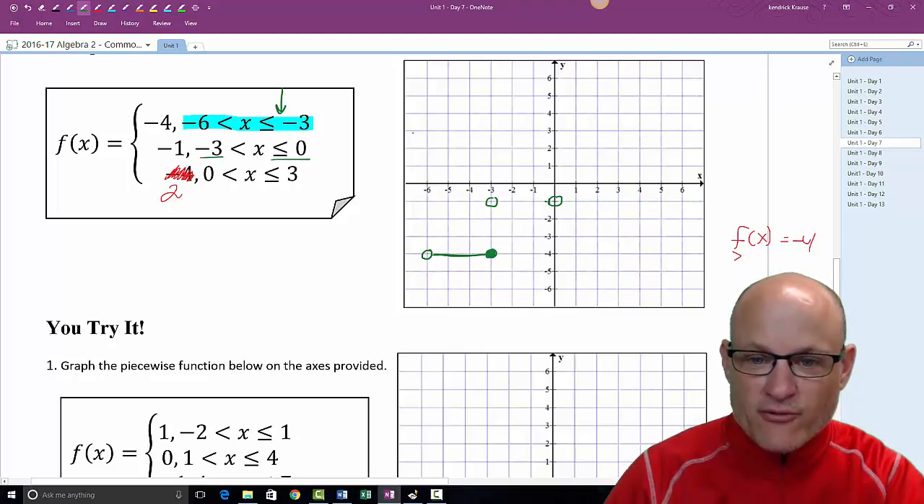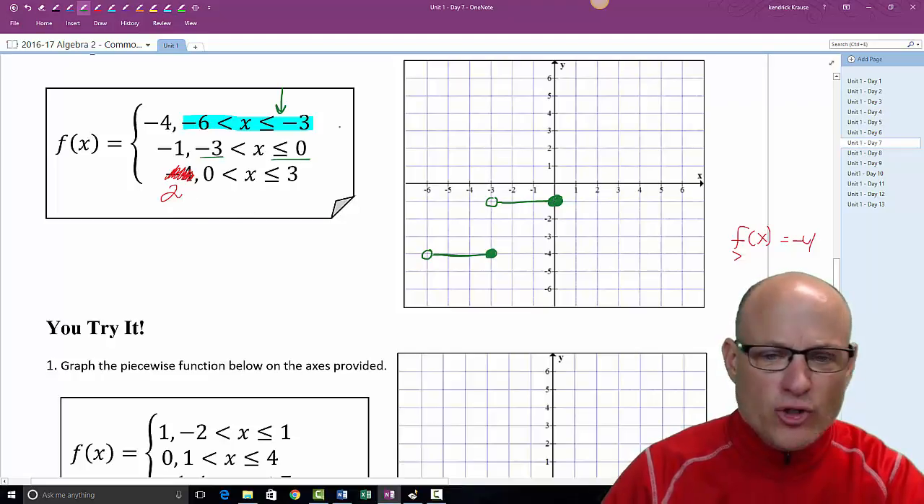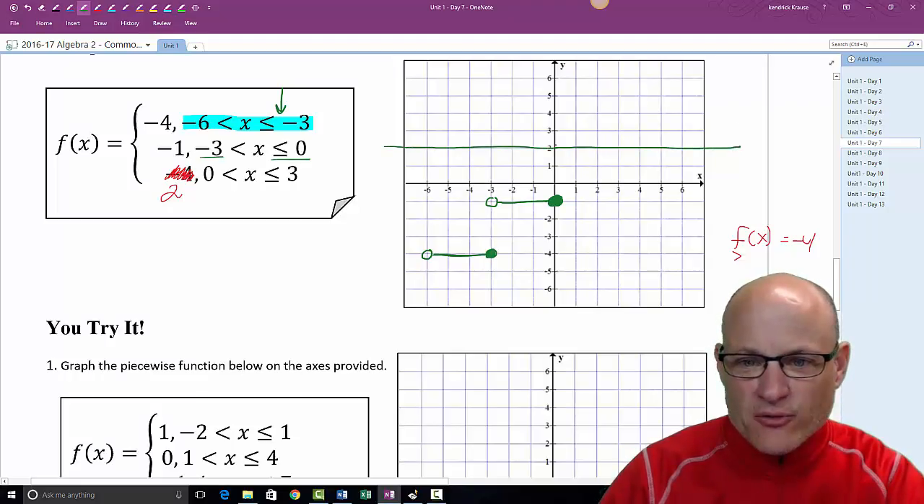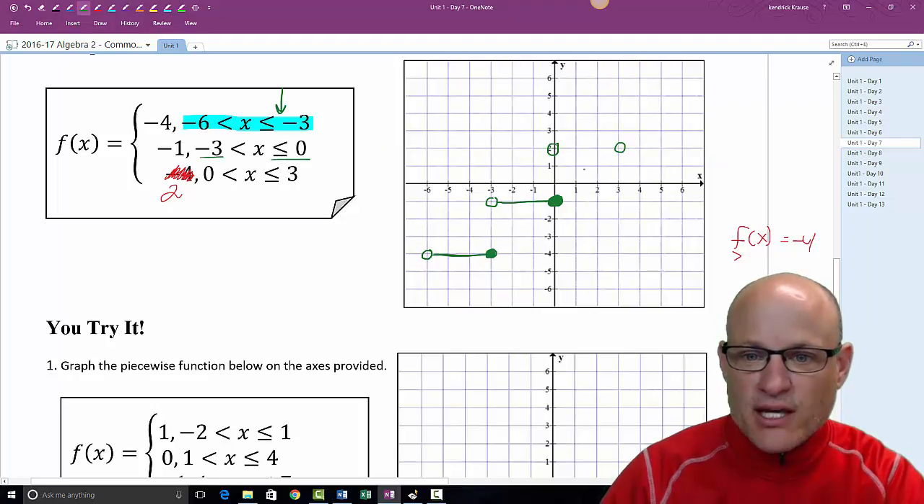I know, you wish you could erase like that. And we'll fill in at 0. And 2. Well, here's the line 2. But I don't want that whole line. I only want from 0 to 3. So we'll get rid of that line. And we'll fill that in. And at 3, we have a filled in circle.